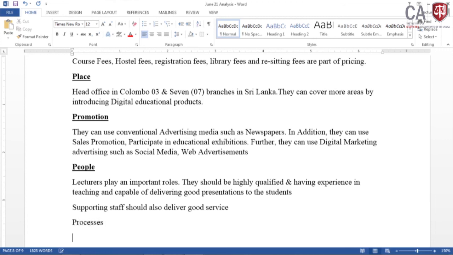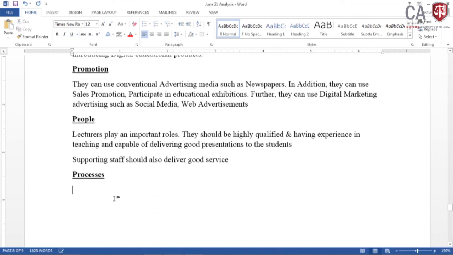Then processes. What do you think about processes? They should have very efficient processes. Students should not be fed up. There should be efficient processes, such as student registrations.